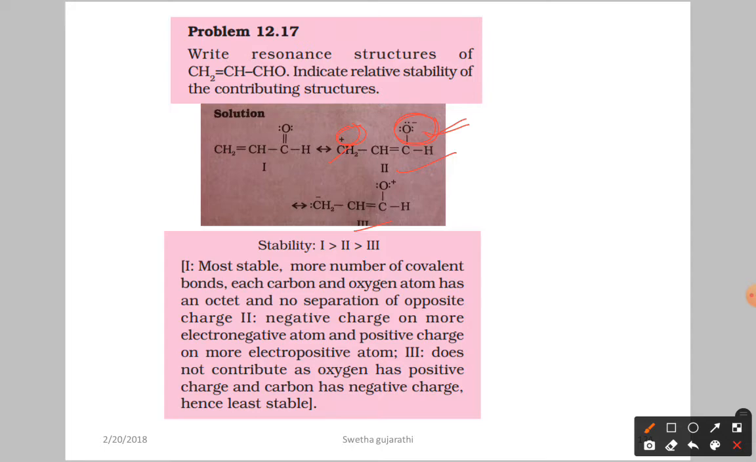Now come to the third one. It is the least stable. Why? Because in the third one, oxygen has the positive charge and carbon has a negative charge. According to our rule, the more electronegative atom should have the negative charge, but here oxygen has the positive charge and carbon has the negative charge. Because of that reason, this is the least stable structure.